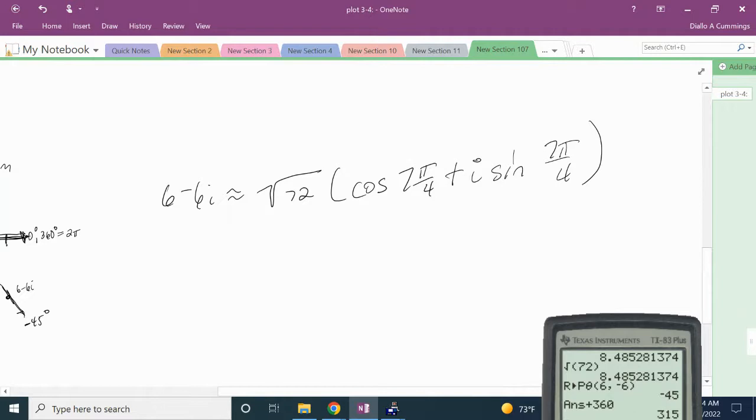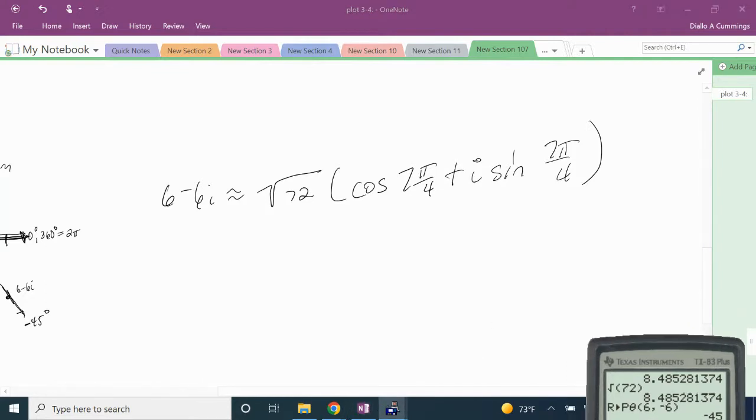Now, this can be written in a compact form. Instead of writing this out as cosine 7 pi over 4 plus i times the sine of 7 pi over 4, it can be written in a compact form called the cis notation. So this can be written as the square root of 72 cis, and cis is an abbreviation for cosine plus i times the sine, of 7 pi over 4. This is nothing more than a compact form of your trig or polar form.